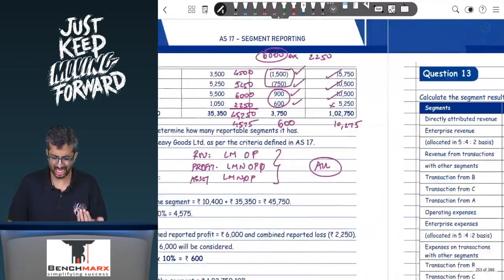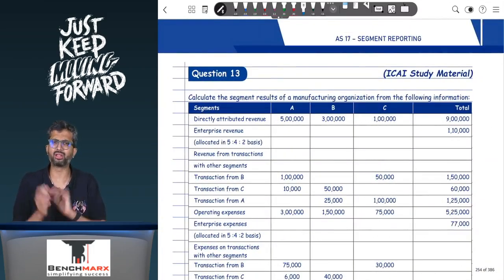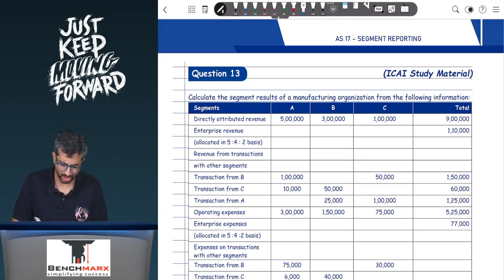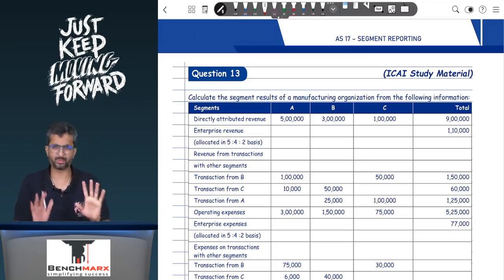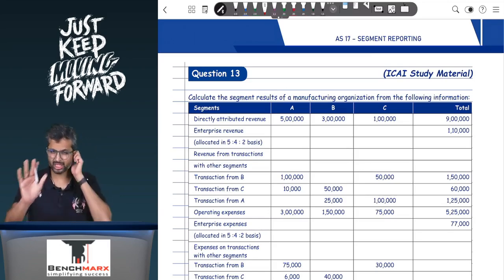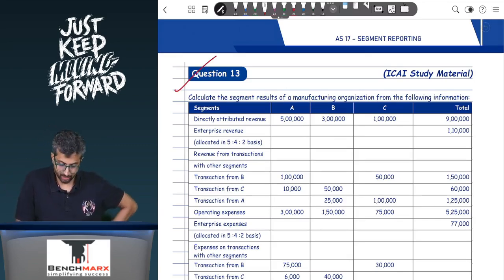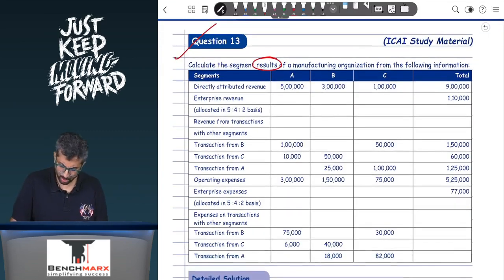Question 13 is just calculating segment result. Segment result is calculated very simplistically as total segment revenue minus total segment expenses. That is about it. This includes inter-segment as well. We will take the numbers as given in the question for inter-segment workings. Question number 13: calculate segment results of a manufacturing organization. You have to find segment results from the following information.